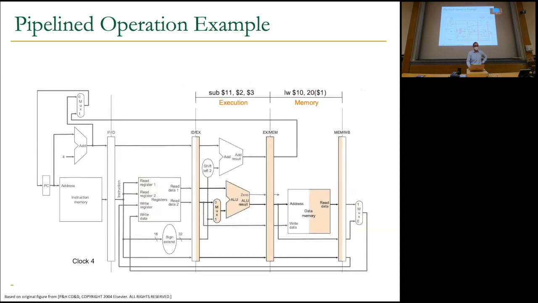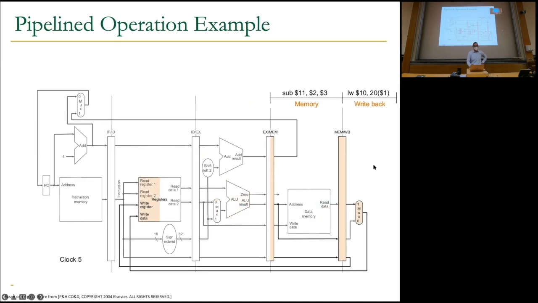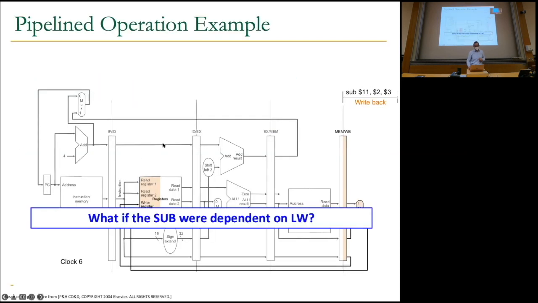Because if it moves over here, subtract did not get the right register value. It'll operate on the wrong register values because load word did not update the register file yet. So load word will update the register file over here. So sub has to stay over here until load word updates the register file. That's the idea. Okay, and we're going to see that more basically.